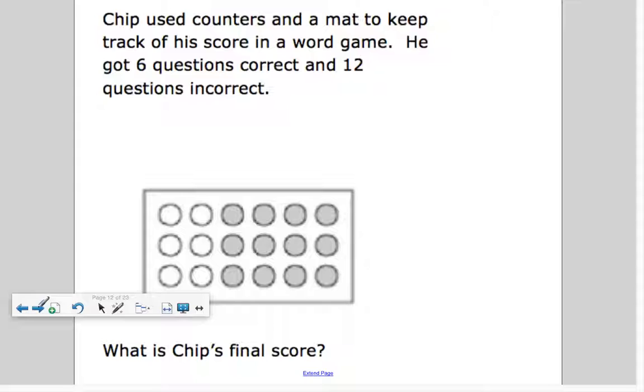Chip used counters and a mat to keep track of his score in a word game. He got 6 questions correct and 12 questions incorrect. What is Chip's final score? As you can tell, these are like counters. These are all 0 pairs. So, -6. His final score is -6, or he got 6 incorrect.